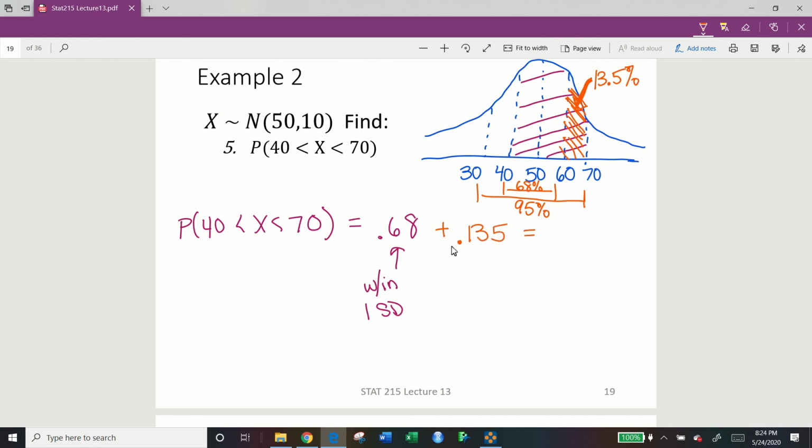So using that new piece of information, I can add that to our 68%, and that will give me the probability of 40 less than x less than 70, which will equal 0.815, or 81.5% of our data should be between 40 and 70. Very good. I highly recommend when you're doing these types of problems, draw it out. It will really help you out.